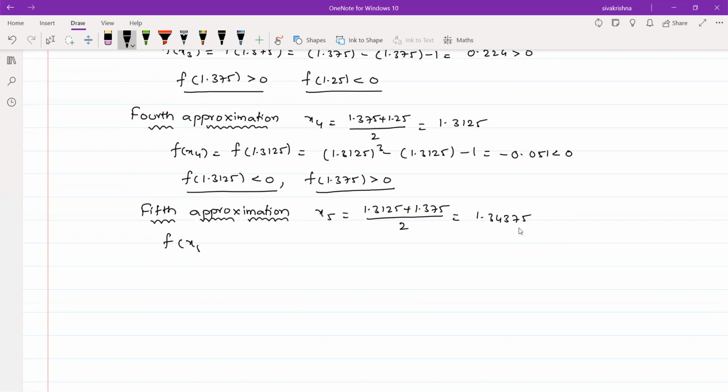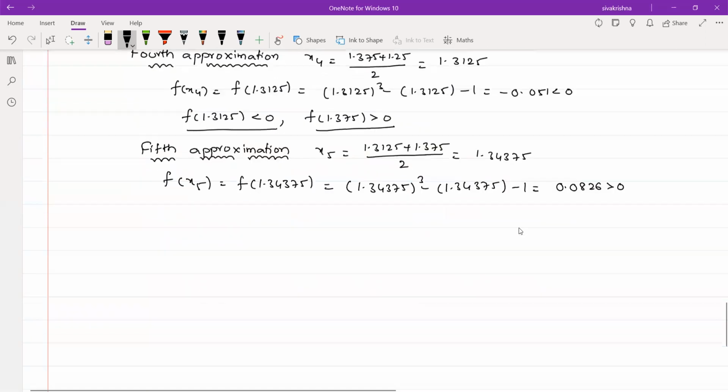Once again, immediately I am calculating f of x5. This is equal to f of 1.34375. We have to substitute this value in the given equation: 1.34375 whole cube minus 1.34375 minus 1. On simplification, this is approximately equal to 0.0826, which is greater than 0. It means a positive value. Therefore, I can write f of 1.34375 is a positive value.